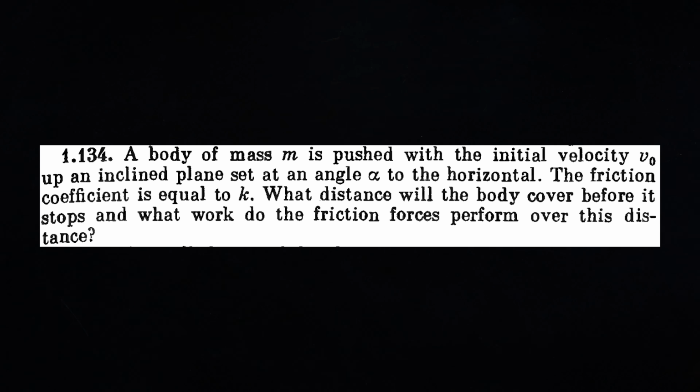Irodov problem number 1.134. A body of mass m is pushed with the initial velocity v0 up an inclined plane set at an angle alpha to the horizontal. The friction coefficient is equal to k. What distance will the body cover before it stops, and what work do the friction forces perform over this distance?